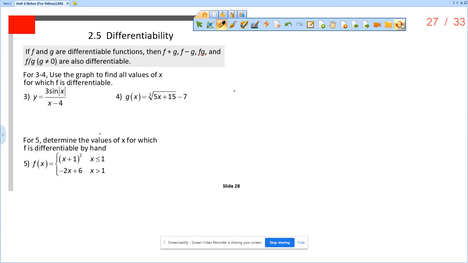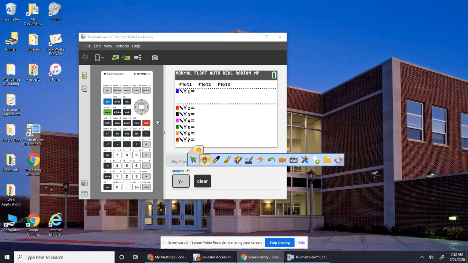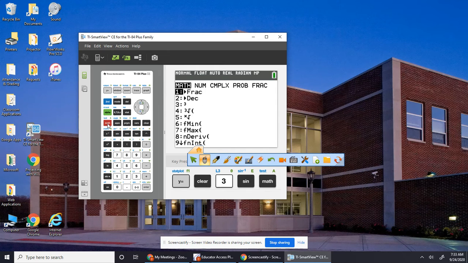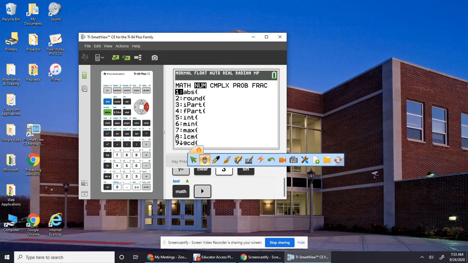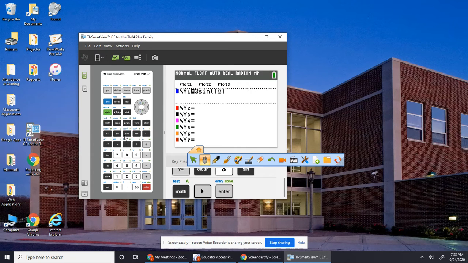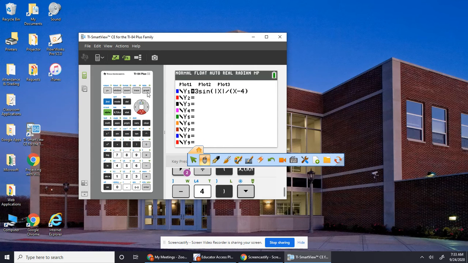All right. So 3 sine of the absolute value. So we're going to hit math, press over to num. Choice 1 is absolute value. So 3 sine of the absolute value of x. All right. And then all divided by, and then the quantity x minus 4. You got to make sure you use parentheses around the x minus 4. All right. So we're going to hit graph here.